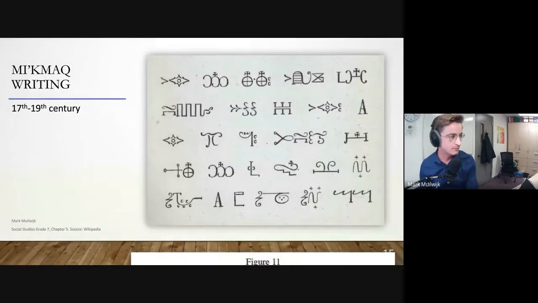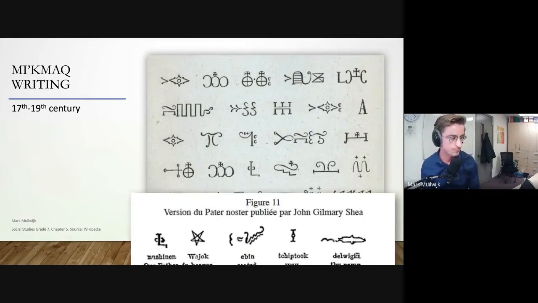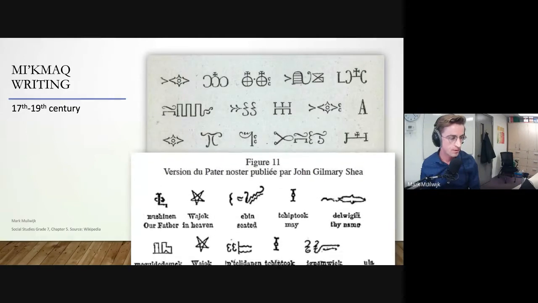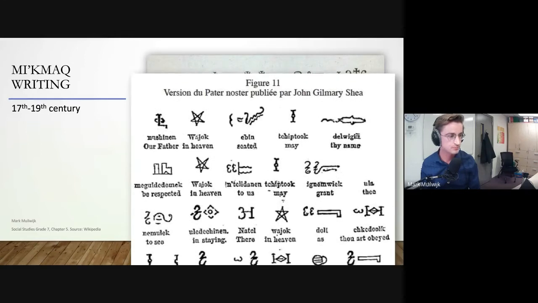Here you see a bit of Mi'kmaq writing. Aren't these letters beautiful? I like them. The missionaries came to the Mi'kmaq pretty early on, and one of the first things they would, of course, teach the Mi'kmaq, or try to teach them, is the Our Father prayer, which looks like this. Our Father in heaven, and the heaven is a little star symbol. It's kind of interesting.